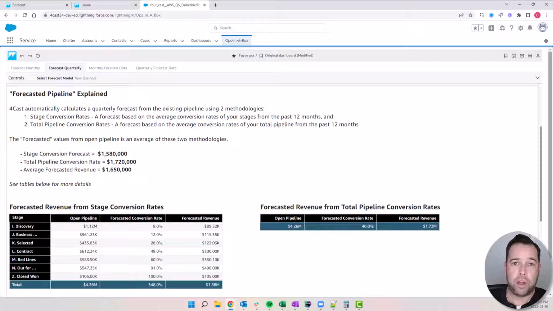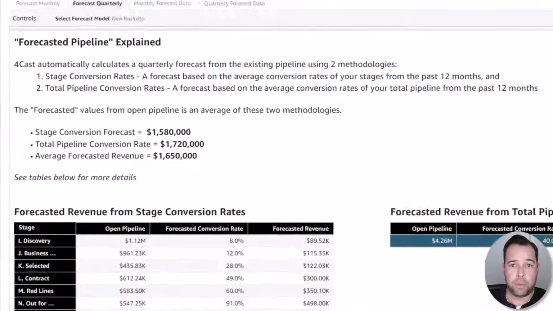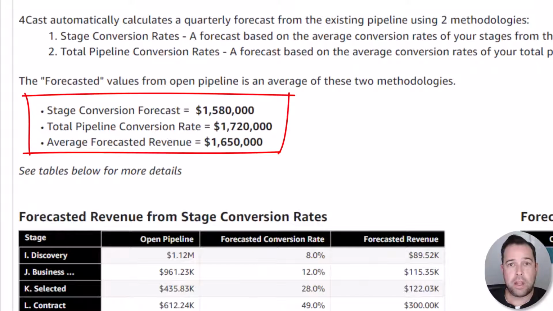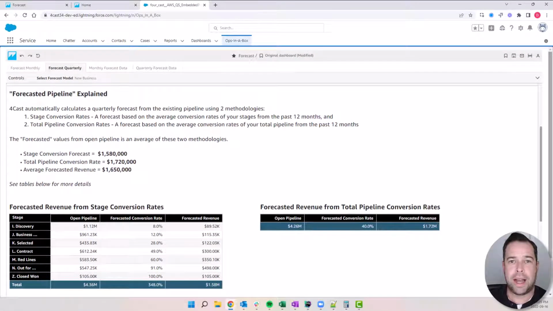So there you have it. We've got 2 separate methodologies yielding 2 similar but different results. $1.58 million and $1.72 million. We take that number, we average those out, and that's how we get to our $1.65 million predicted to close from our open pipeline this quarter. So that's a high-level look at the forecasting module inside of Ops in a Box. It does the same math for the month that it does for the quarter, so you will have a predictive forecast for both the month and the quarter.